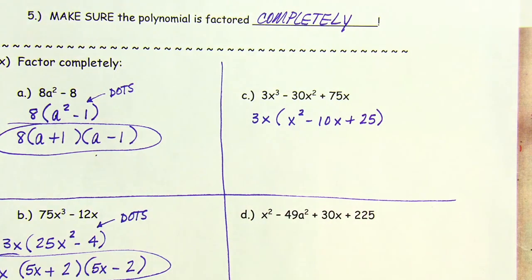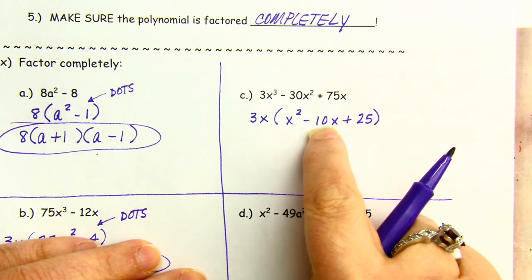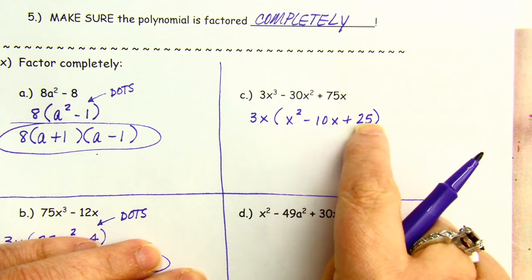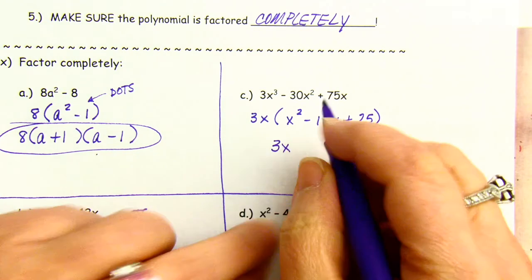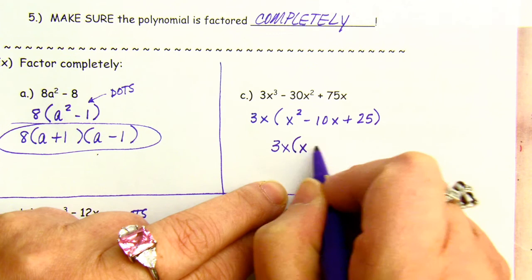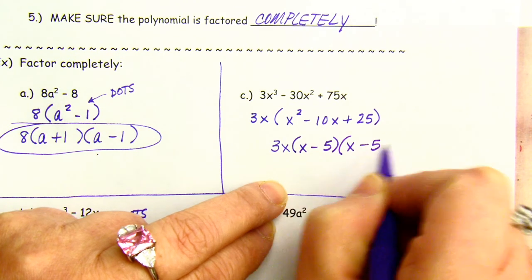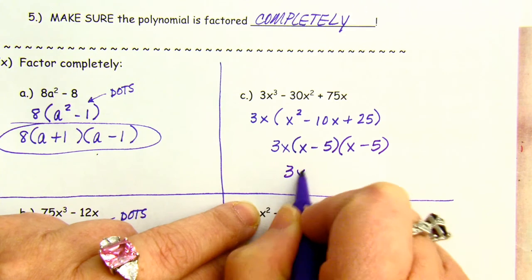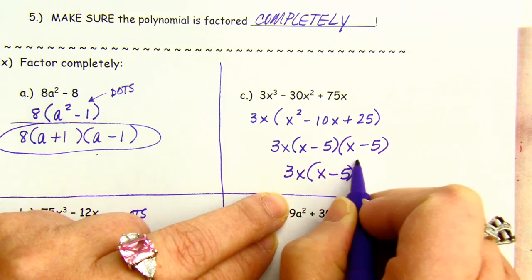I'm not finished. I have a trinomial. I'm looking at it and I'm thinking, all right, what two numbers multiply to 25 that when I add them give me a 10? Well, that's 5 and 5. Signs are the same, they're both minus. So that means that I have 2 of exactly the same ones, so I have to clean it up. My final answer here is 3x times the quantity x minus 5 squared.